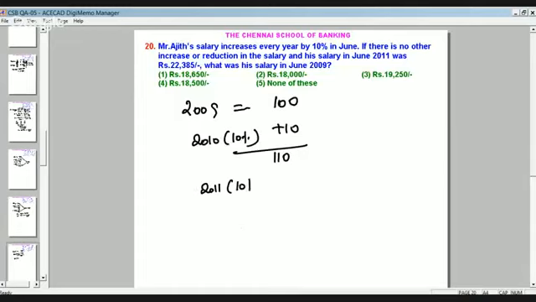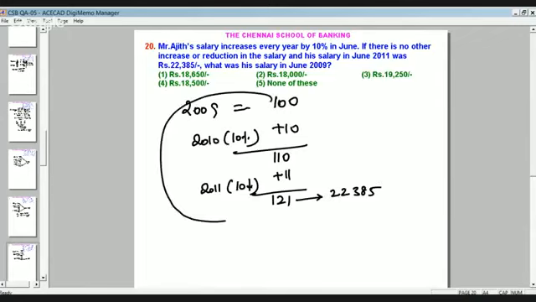2011 also increases by 10%, so 11, 121. The 121 part is 22,385. The question asks what was the 2009 salary. Cancel the 11s, direct cancel. So the answer is 18,500. Note it down.